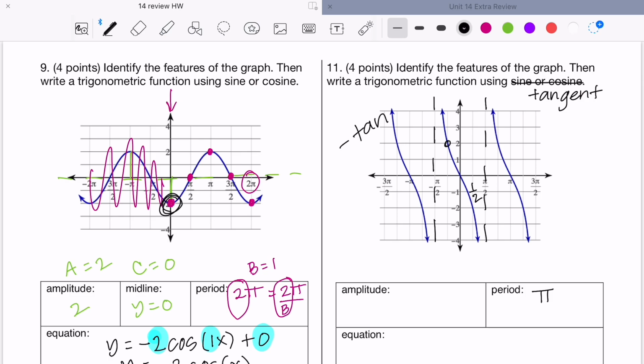On my copy, it's hitting right here at -2 and 2. On your copy, I think it looks like it's at 3 and -3. So I'll take either one. It's more clear on the test. We actually put points on this. So the amplitude is 3. So the equation is -3 tangent of x. So again, the period is pi divided by b, and since the period of our graph is pi, b just equals 1.